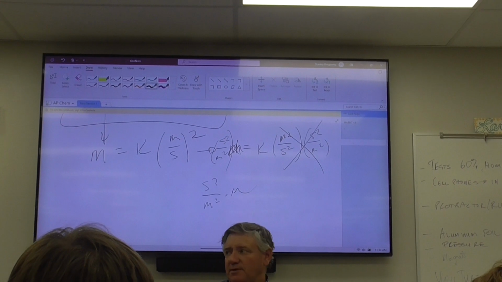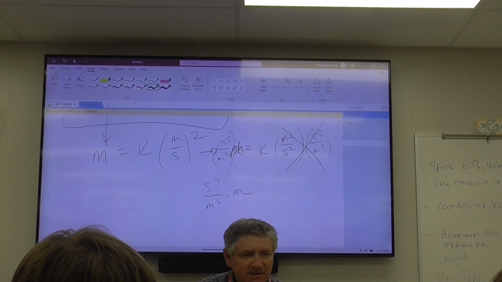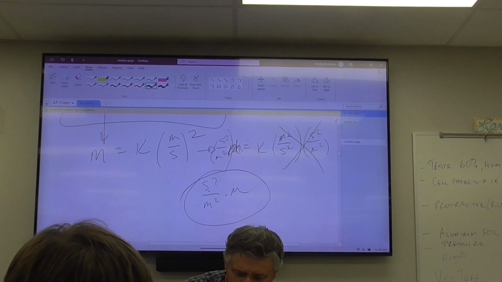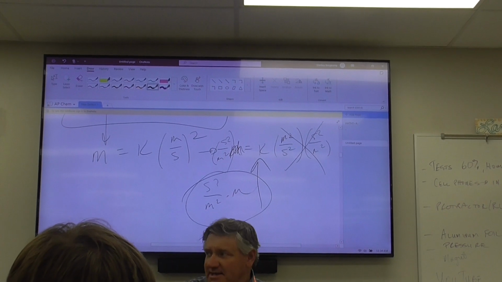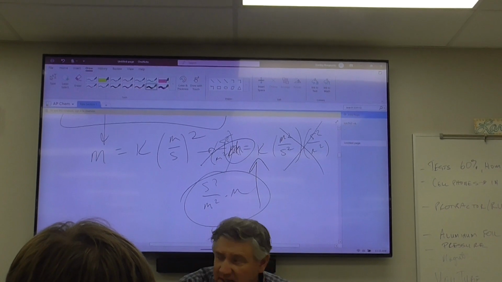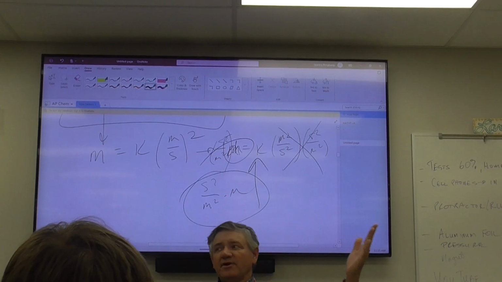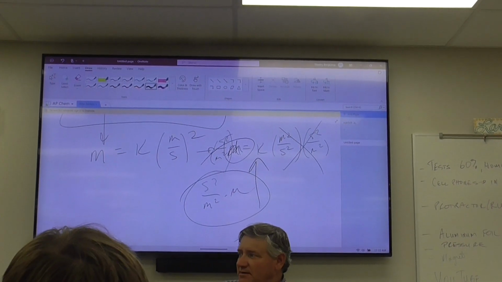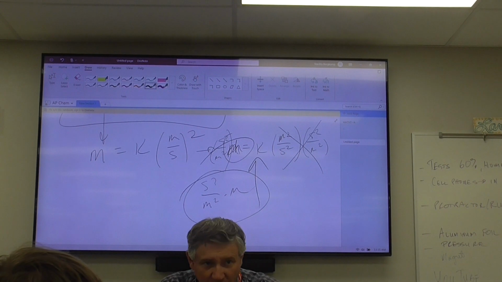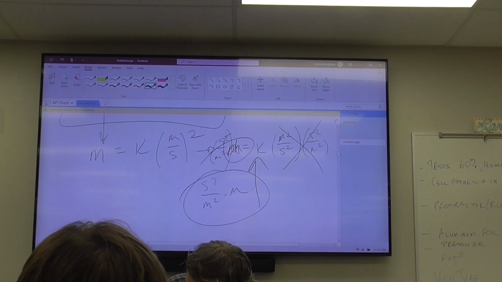So what are you going to end up with? Second squared over meters. Now, here's how you can tell that this is right. Take what you think you have for K, substitute it back in, multiply that by meters squared over second squared, and see if you get meters. If you do, very high possibility that it's right. If you don't produce units of meters, I promise you it's wrong. So that's what you've got to be able to do.